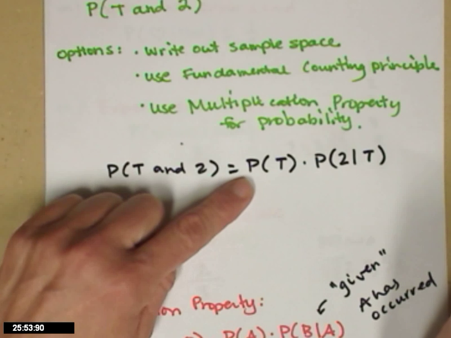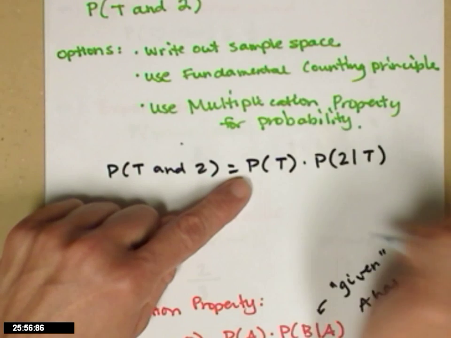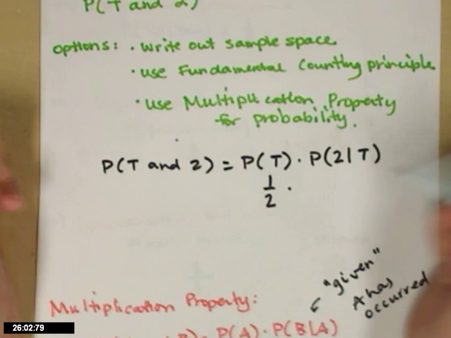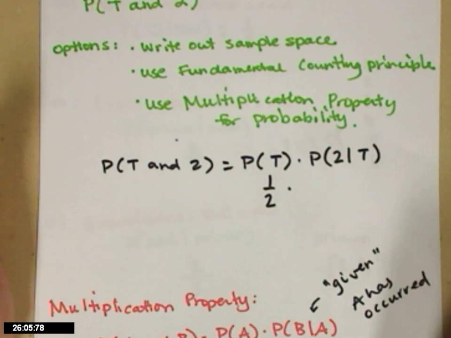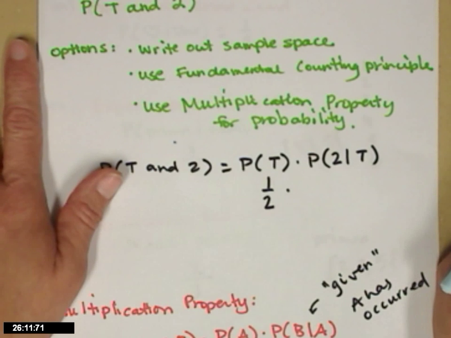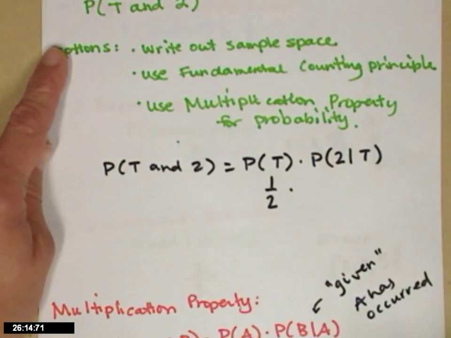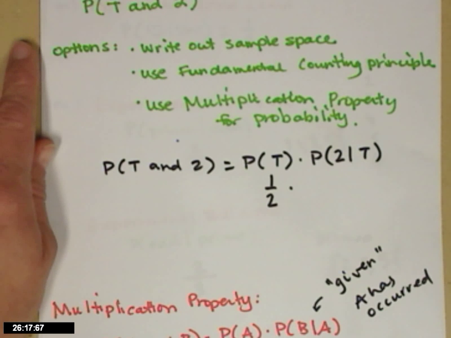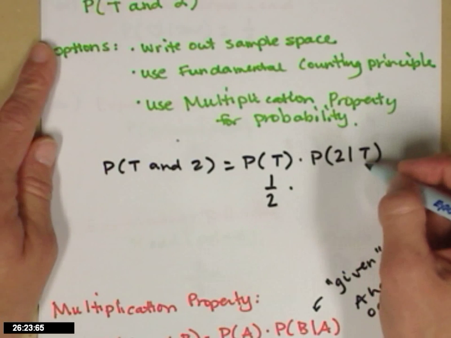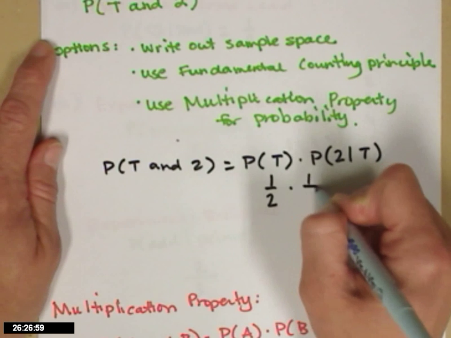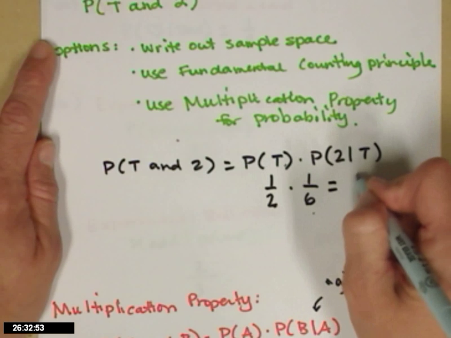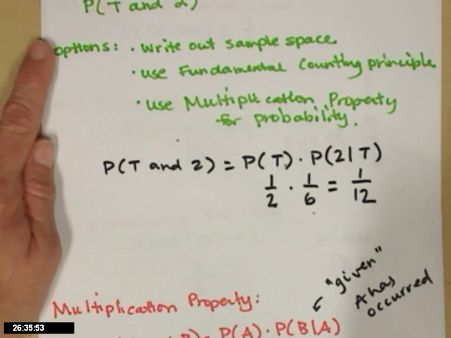Okay. What's the probability that I get tails if I flip a coin? 1/2. Now, flipping a coin and rolling a die are independent. So the fact that I have tails here doesn't affect what's going to happen on the die. So if they're independent, then the probability of B given A is the same thing as the probability of B. So I just really need the probability of getting a 2 for this part right here. So probability of tails times the probability of 2. 1/2 times 1/6 is 1/12.